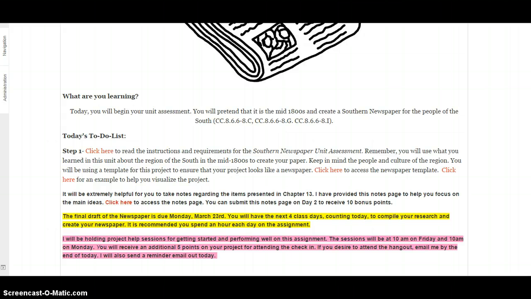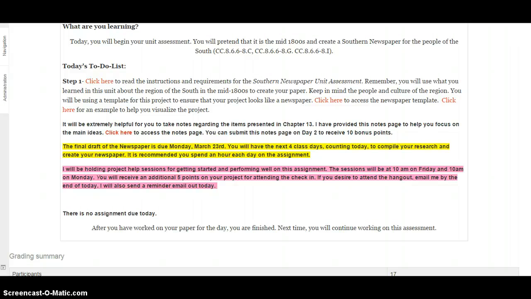The final draft of the paper is due Monday, March 23rd. You will have the next 4 class days, including today, to compile your research and create your paper. It is recommended you spend an hour each day on the assignment. Spread out the time. Do not save this for the last minute. It will only hurt.